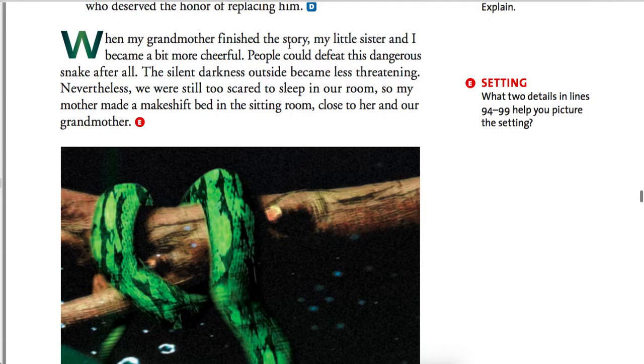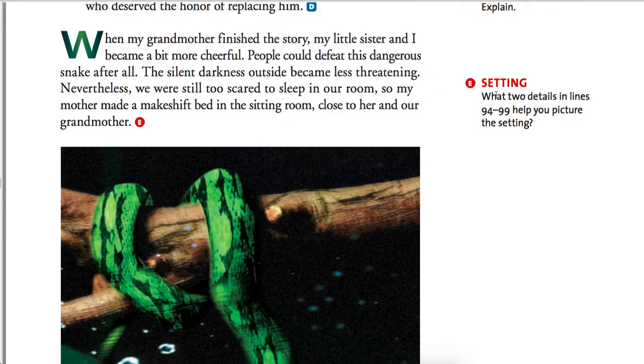When grandmother finished the story, my little sister and I became a bit more cheerful. People could defeat this dangerous snake after all. The silent darkness outside became less threatening. Nevertheless, we were still too scared to sleep in our room. So my mother made a makeshift bed in the sitting room, close to her and our grandmother.